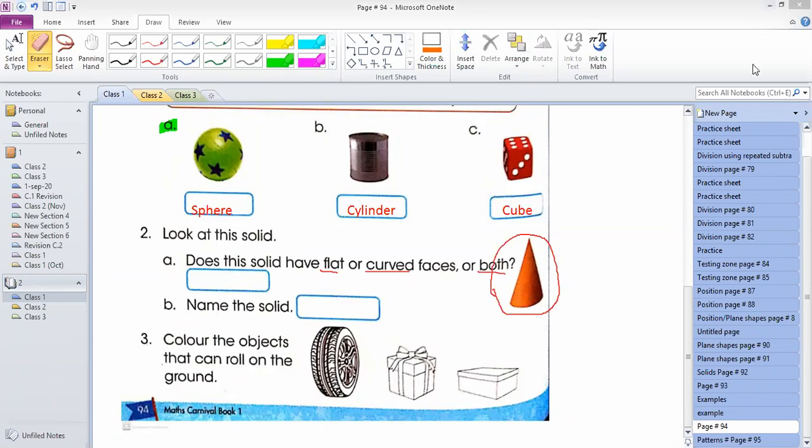That's very good. So guys, we will write here both. So write here both. The answer is both.